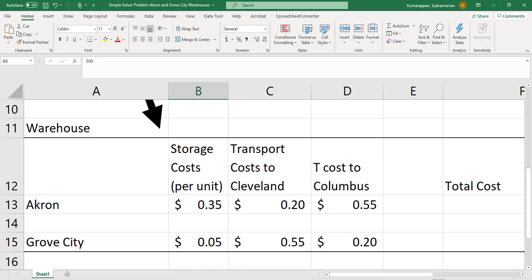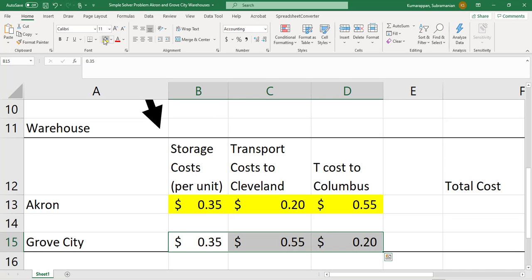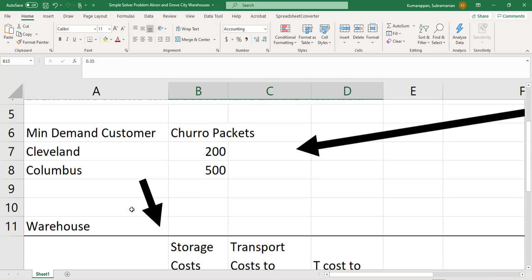So you end up calculating what it would cost for you to ask one of your distributors in Akron, and let us say you are in Grove City. Here I have created different numbers. Now the thing is, you can change any of these numbers, okay? So you are estimating these numbers based on your existing information.